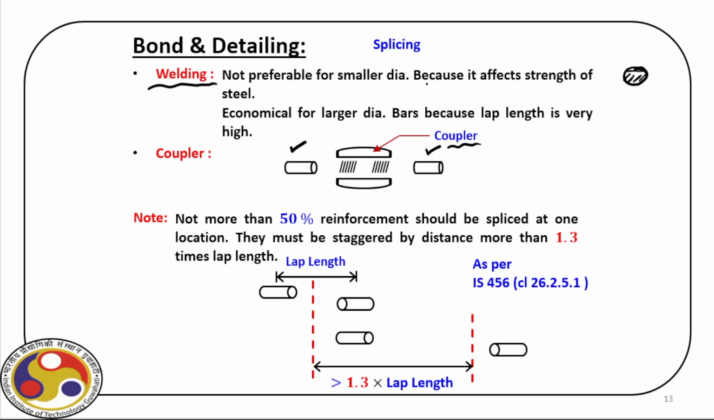Now, one point to be noted here, not more than 50% reinforcement should be spliced at one location. So if we have a case of splicing, then half of the amount of steel provided at a particular section should be lapped, and then we have to have another location where the remaining steel is lapped. That means they have to be staggered, and the distance is 1.3 times the lap length. So that is the recommendation of the code for providing lap length of the bars.